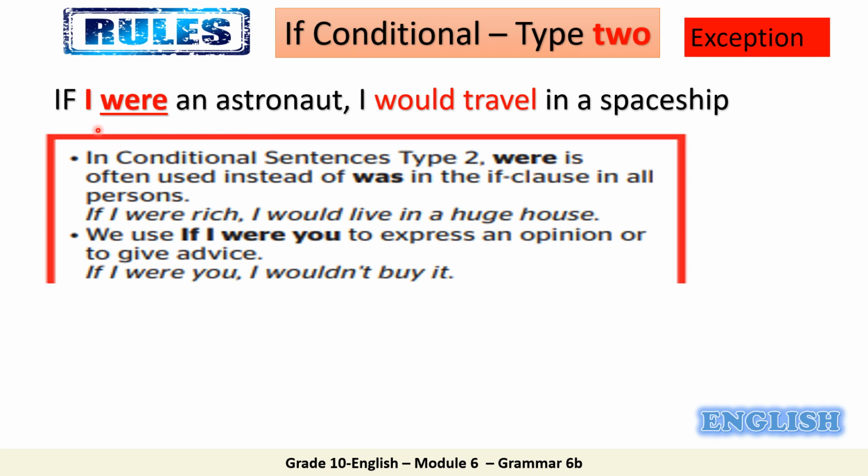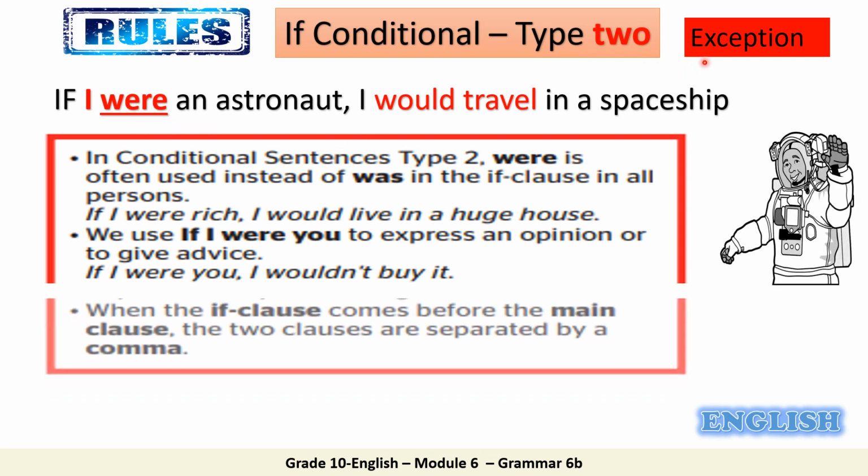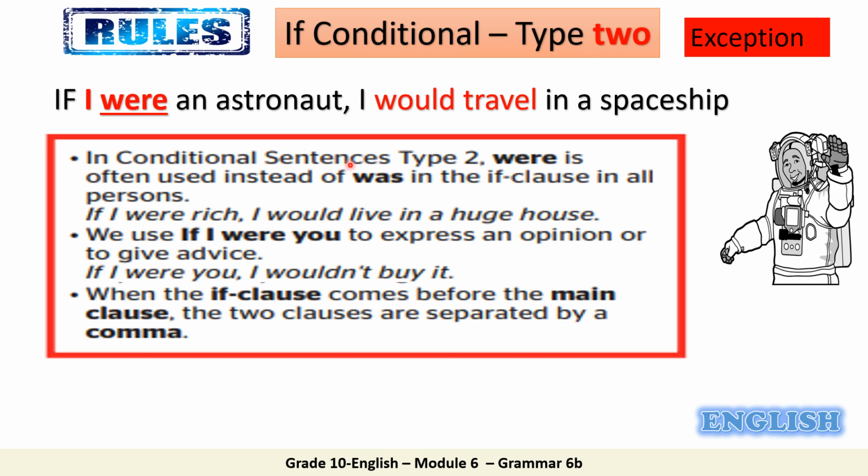Now let's look at the if clause. What do you notice about the verb used here with the pronoun I? That's correct. It's were. And we usually use was with the pronoun I. We say I was. But here this is an exception. In conditional sentences type 2, were is often used instead of was in the if clause in all persons. For example, when you say, if I were rich, I would live in a huge house.